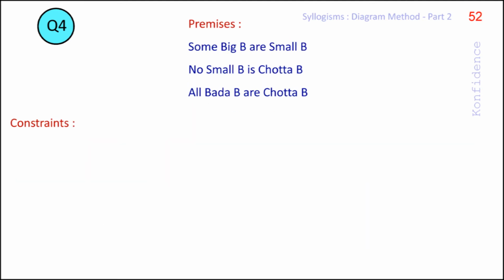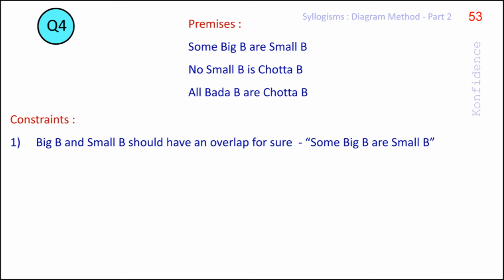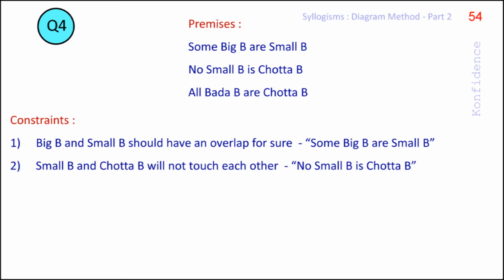Once again, be aware of the constraints before you play around with the diagrams. The constraints are: 1. Big B and small b should have an overlap for sure because some big B are small b. 2. Small b and chota b will not touch each other because no small b is chota b.